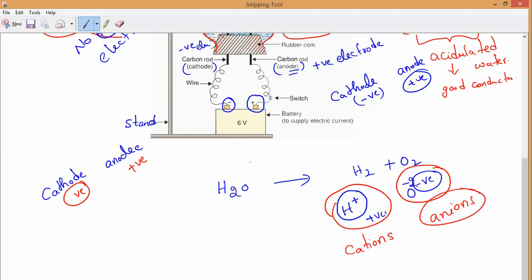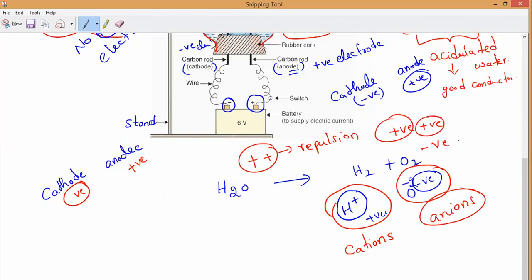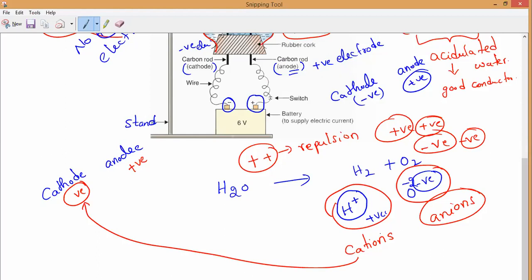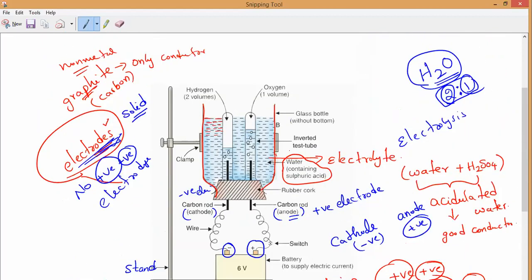As we know, in magnetism also, like poles will show repulsion. The same way, positive charge and positive charge will show repulsion, and negative charge and negative charge will show repulsion. So that is why cations will go towards the cathode, because the cathode is negative charge. Anions will go towards the anode. Anode is positive.